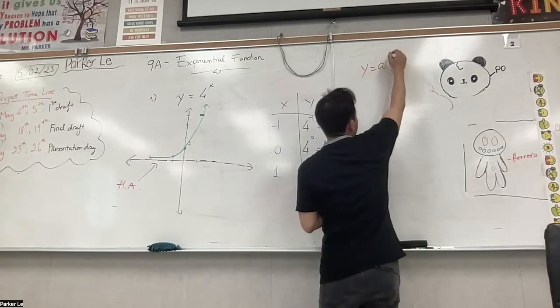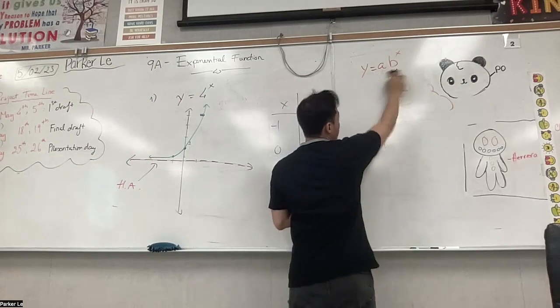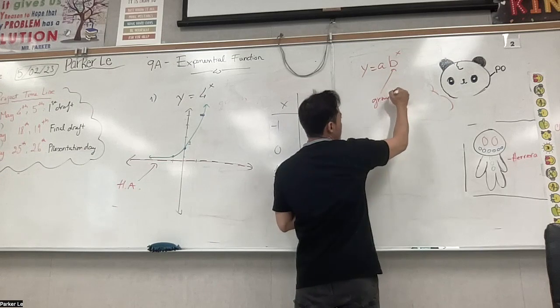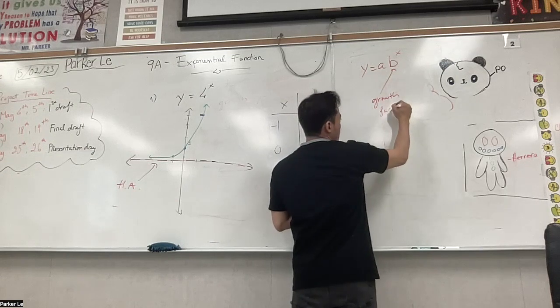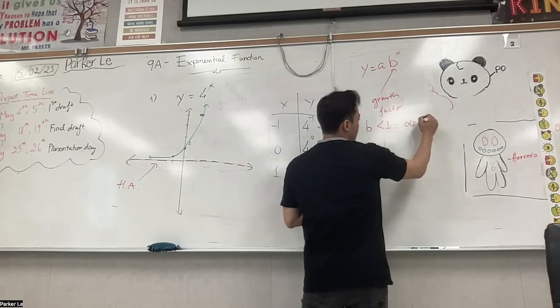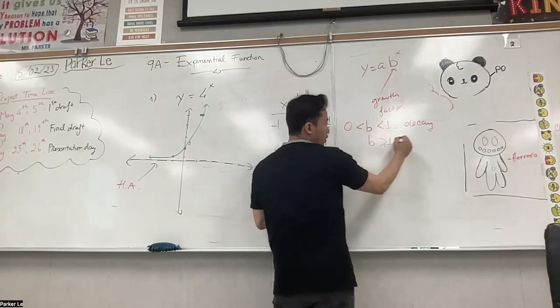Remember the formula right here, you can add on right here. The growth factor, right? Look at your note. We did write this. So you can write like this: B less than 1 and larger than 0 is decay. If B is larger than 1, it is growth.